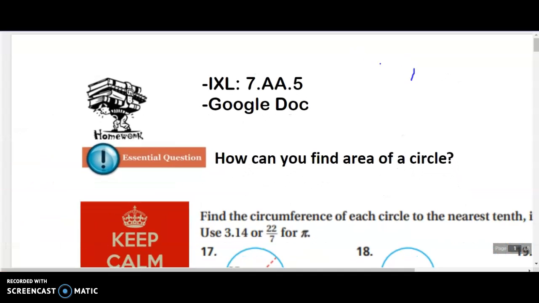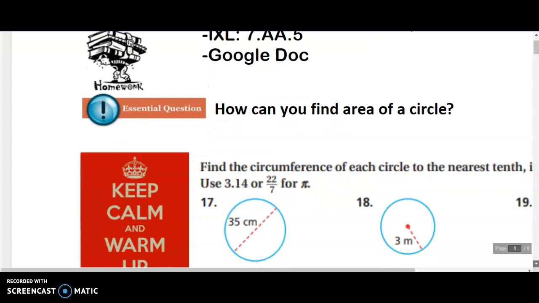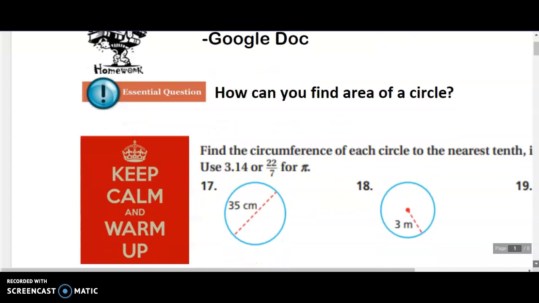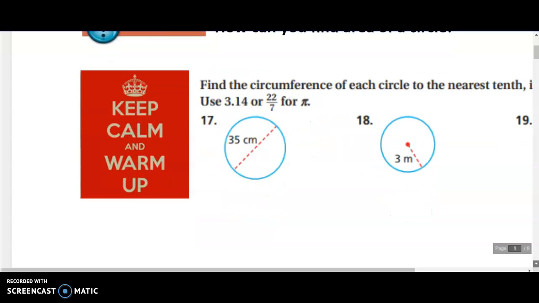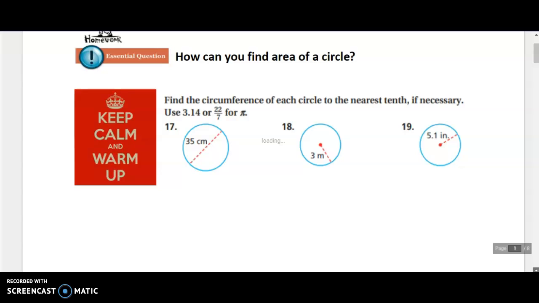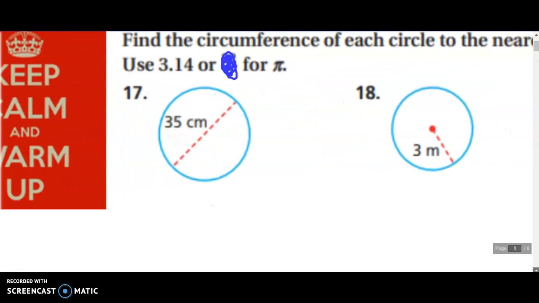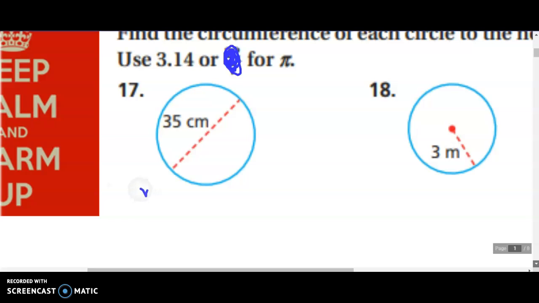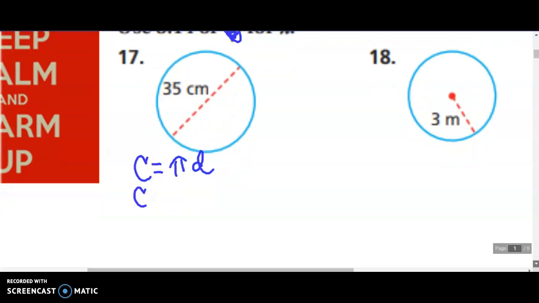Okay, so finding an area of a circle, but before we begin, let's review circumference and diameter and radius and what those are. Finding the circumference of each circle, rounding to the nearest tenth if necessary using 3.14. We are not going to use 22/7 in this case, so we're just going to use 3.14. For the first warm-up question, they are giving us the diameter, so we're going to use C equals pi d.